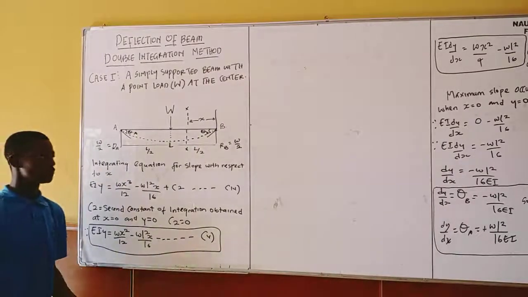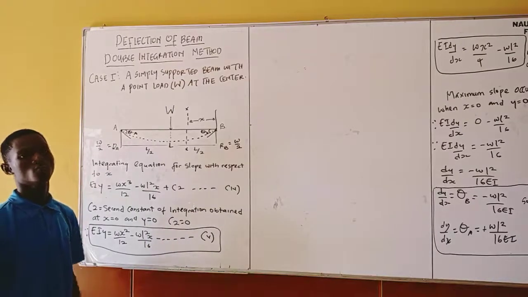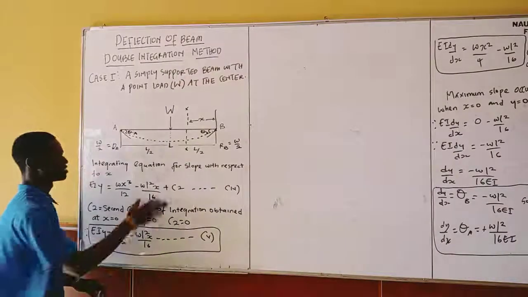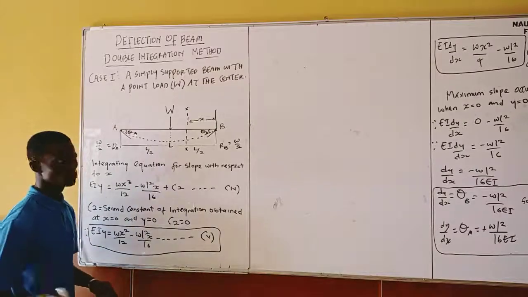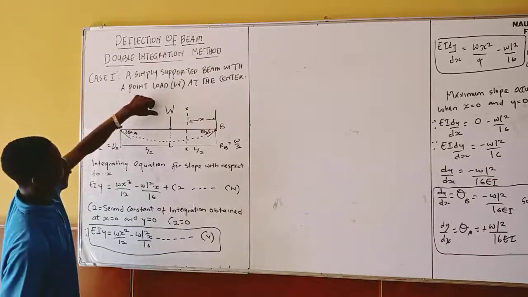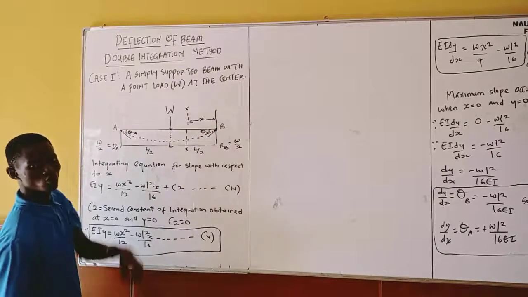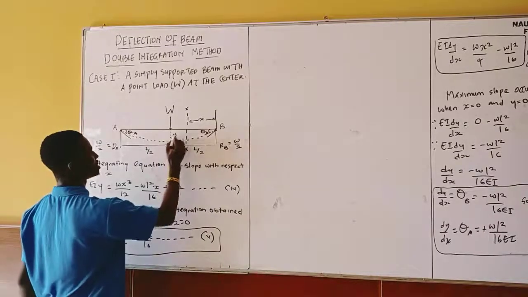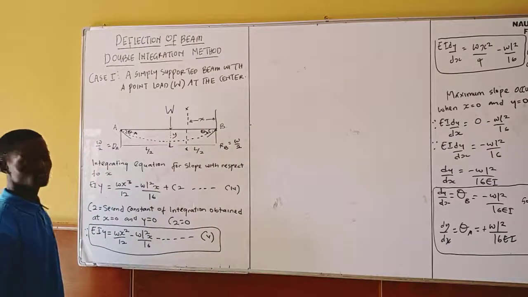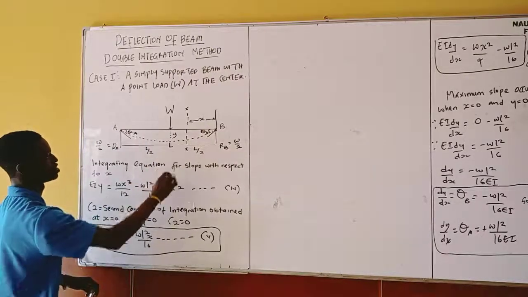So the next thing for me is to find where I am going to have my maximum deflection. If you look at this diagram very well, you can see that my maximum deflection is going to occur at the middle, because this is where the load is placed, and this is where the effect of the load is felt most. So at this point, this is going to be my maximum deflection.